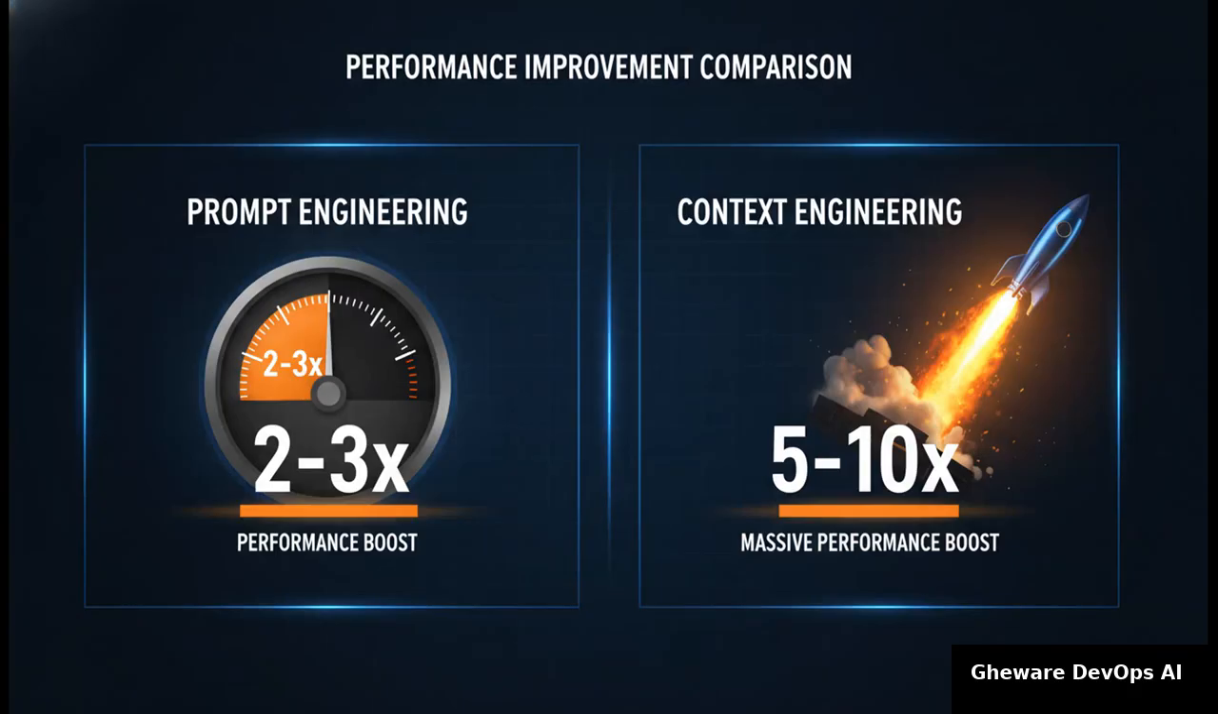For the longest time, the whole conversation has been about prompt engineering. And don't get me wrong, it's important. It'll give you a solid 2, maybe 3 times improvement. But just look at this. Context engineering. We're talking a massive 5 to 10 times performance boost. That's not just an improvement. It's the difference between a pretty clever chatbot and a genuine expert system. This is where the real leverage is.